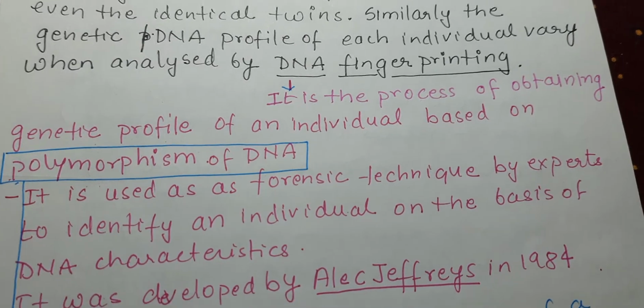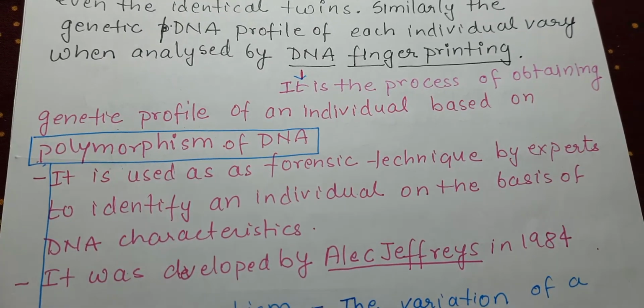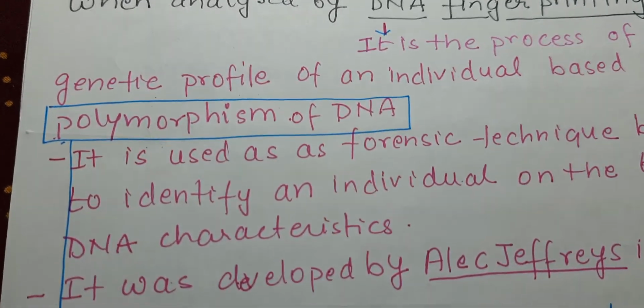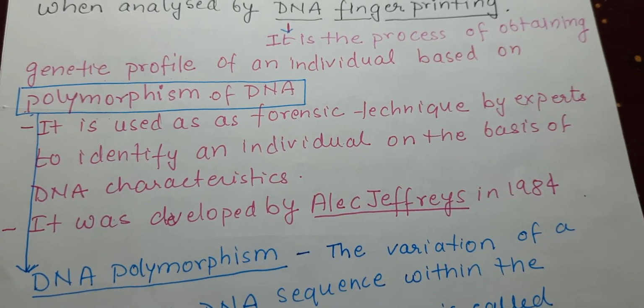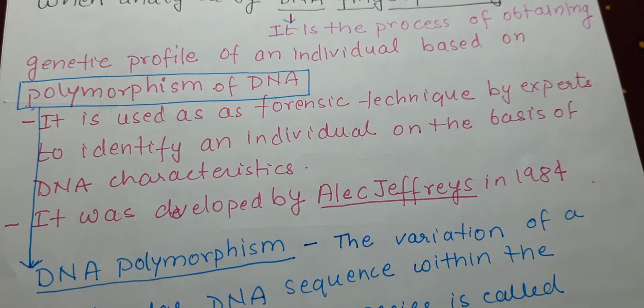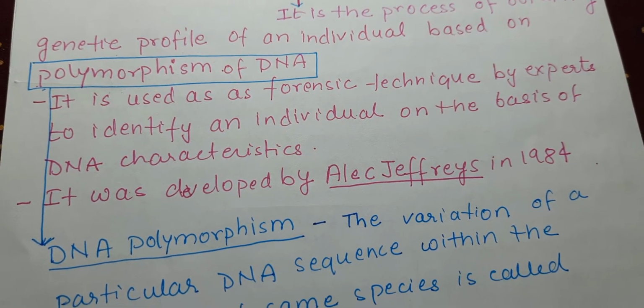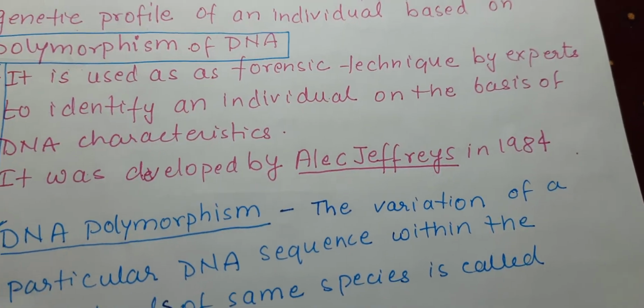So, DNA fingerprinting is the process or a technique of obtaining the genetic profile of an individual based on polymorphism of DNA. It is used as a forensic technique by experts to identify an individual on the basis of DNA characteristics. This was developed by Alec Jeffrey in 1984.